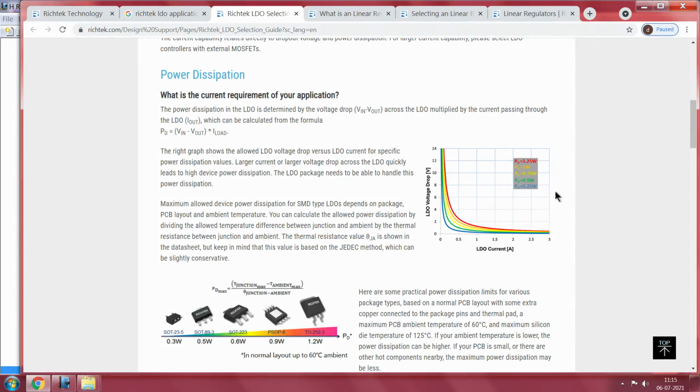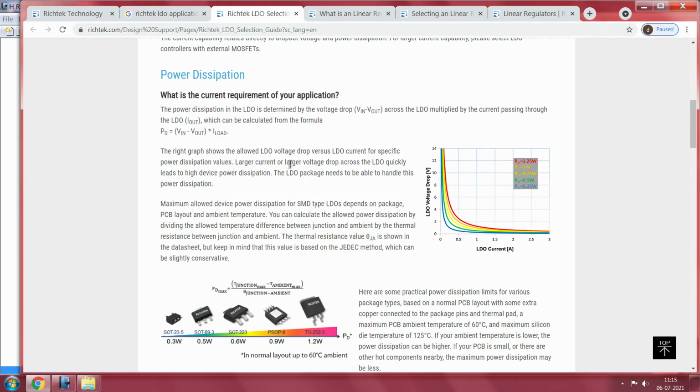You can see the power dissipation is 0.25 watts, that is 250 milliwatts, to about 1.25 watts. All these power dissipation values are shown here. You can easily see that the 0.25 watt is essentially for extremely low load currents. The drop across the LDO is low, and you can see that he is mentioning it here.